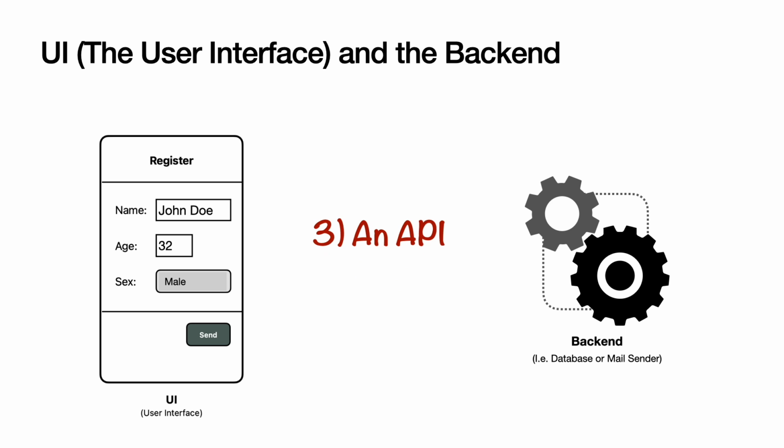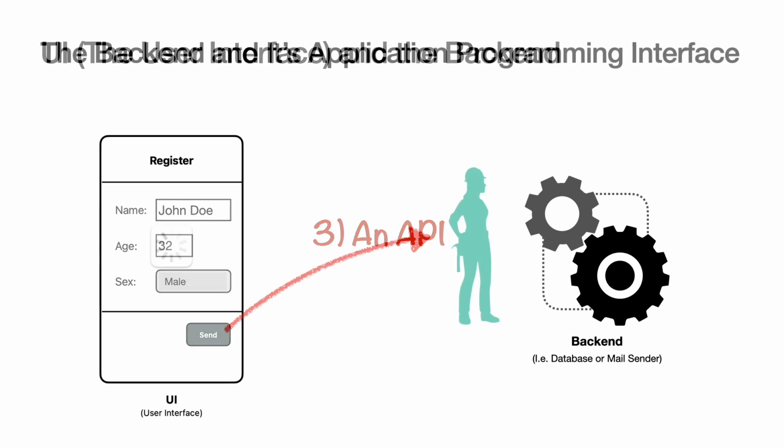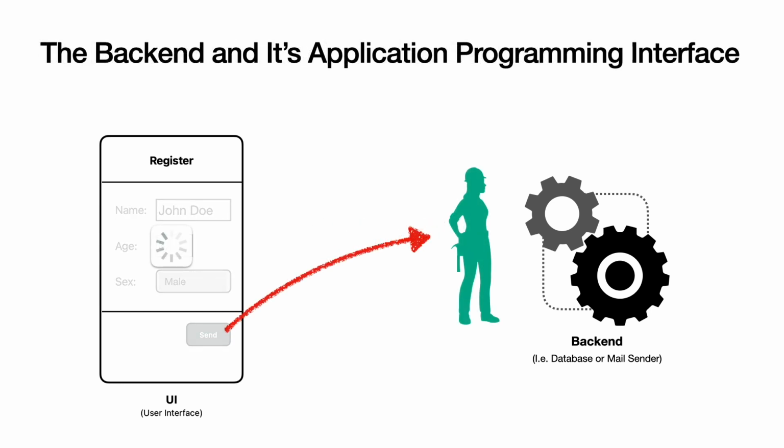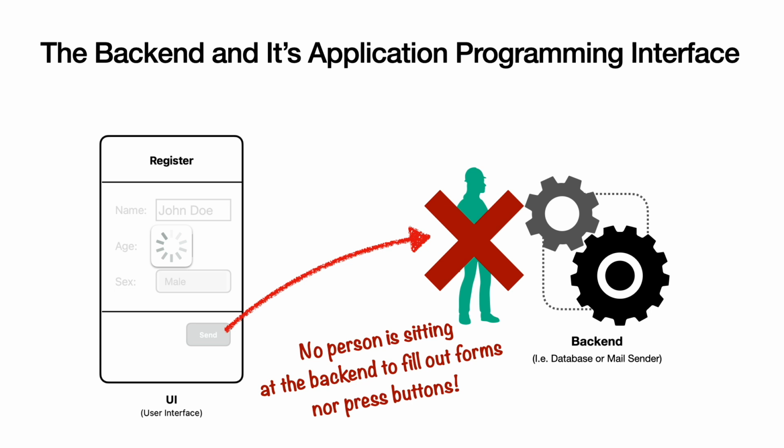From the user interface, we remember that we control the application by typing into fields, selecting from menus and pressing buttons. Only human beings and robots are capable of doing so, but there's no person sitting at the backend to fill out forms or press buttons for you.